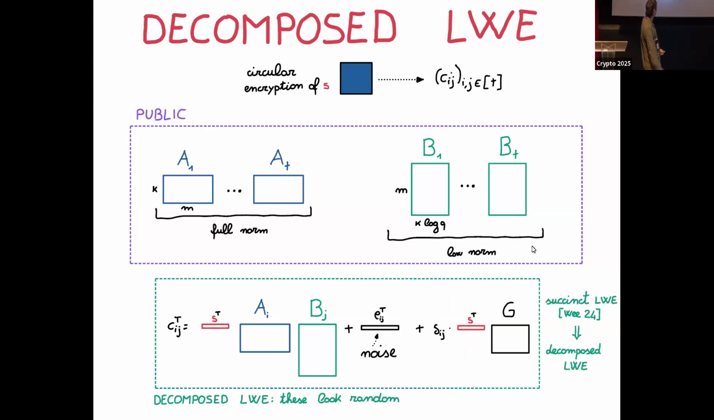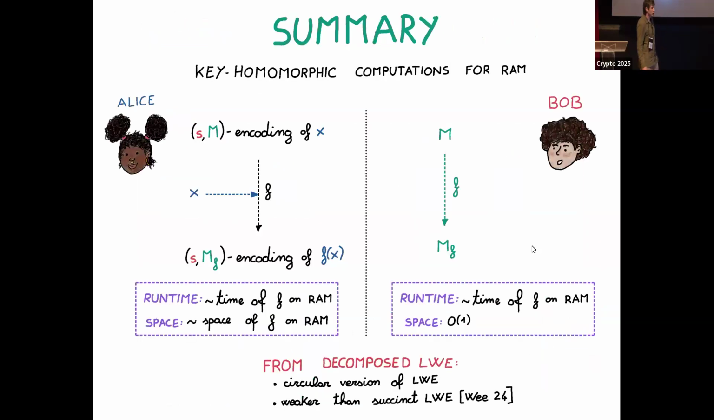We call it decomposed LWE. Essentially, it just says that all these Cij look random. And even if we didn't manage to prove any connection to LWE, actually we believe that this is strictly stronger, we managed to prove that this is an assumption weaker than succinct LWE that was introduced by Hoeteck at Crypto last year. And so that's it. So here is a summary of the results, and I'm happy to answer any questions.